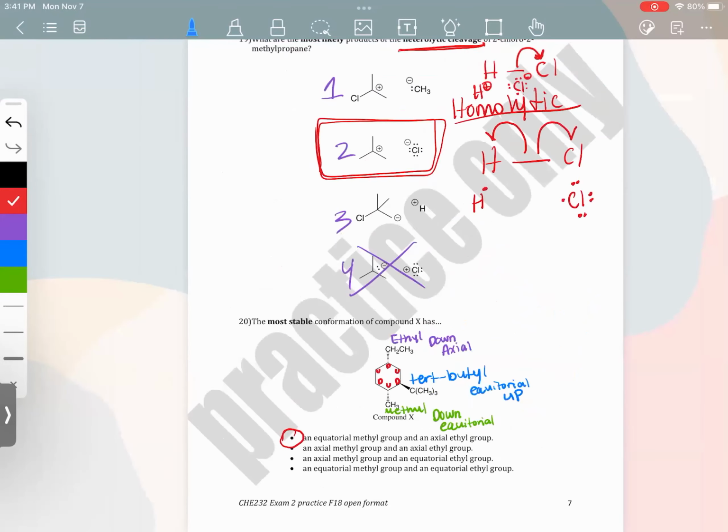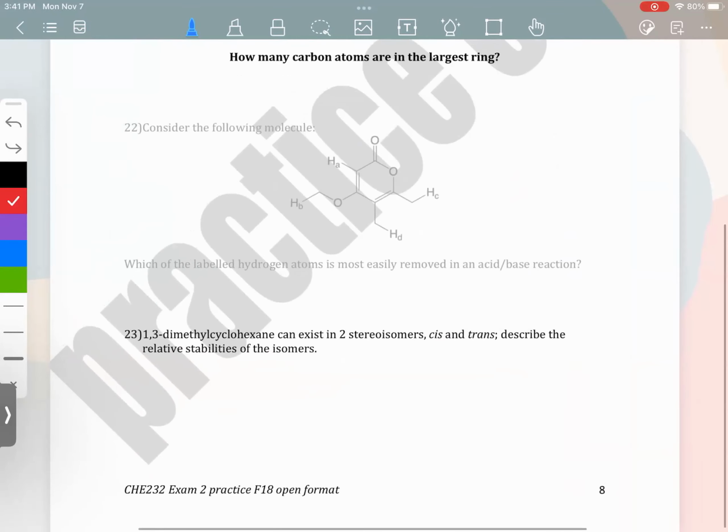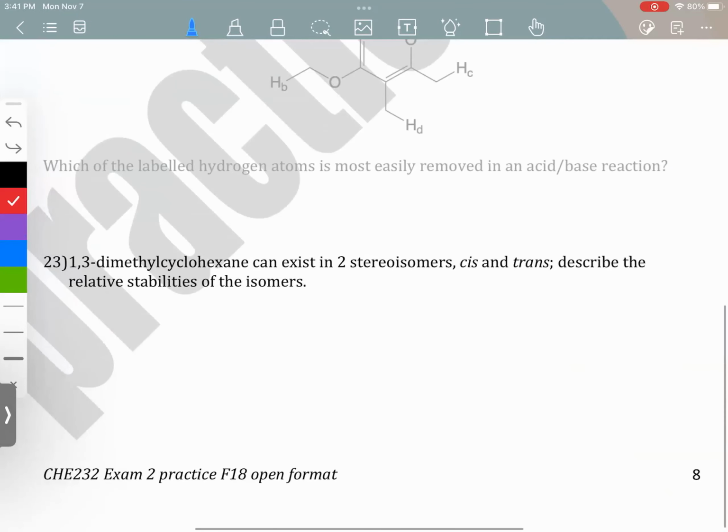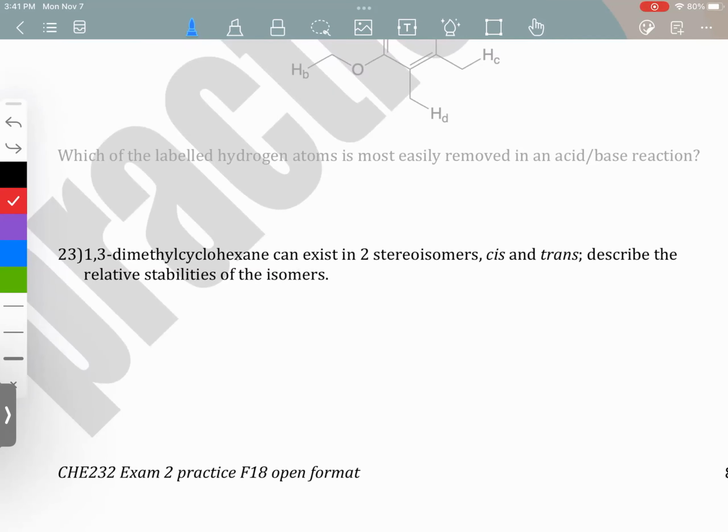All right, so next question. Question 21, skip because you don't know Diels-Alder reactions yet. 22 is locked out. I think he won't put a question like that on the exam. So let's go to 20.